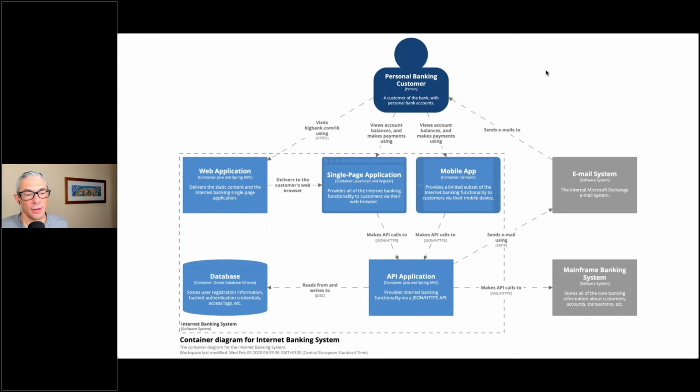Finally, we have a database sitting there on the left-hand side. The bank uses Oracle, so this is an Oracle database schema, and that's where we're going to store internet banking specific stuff. So really that's my container diagram.